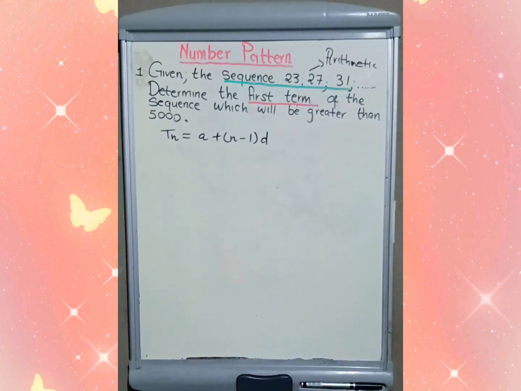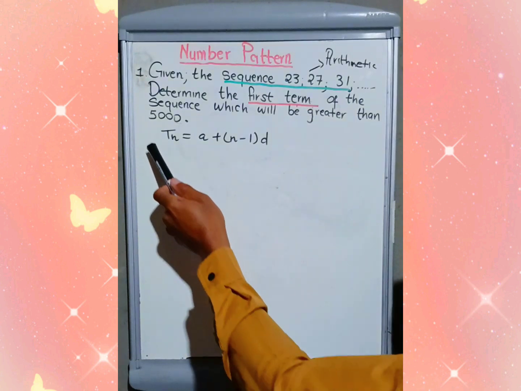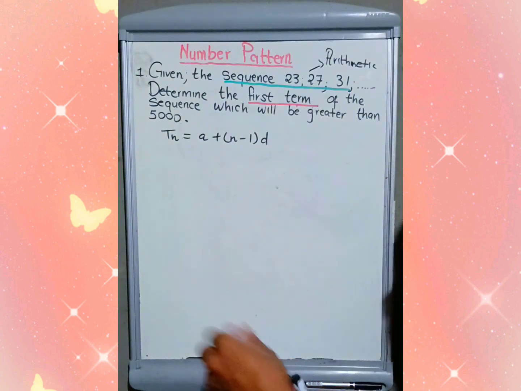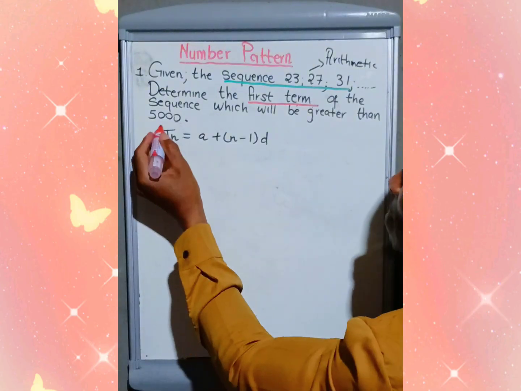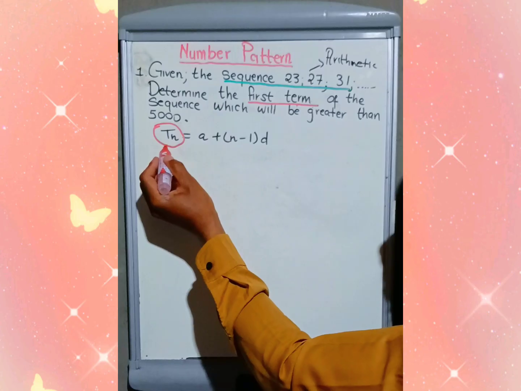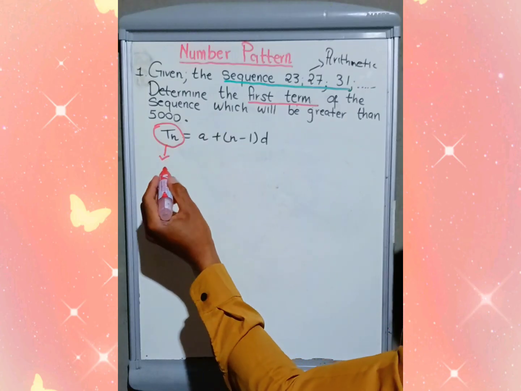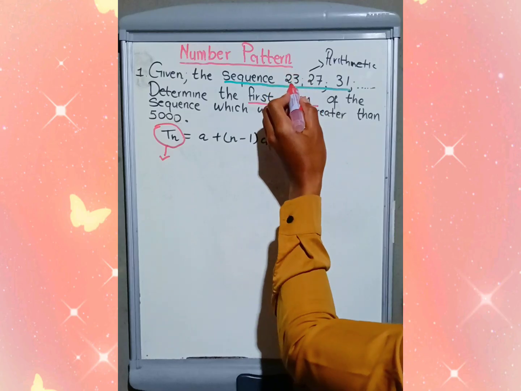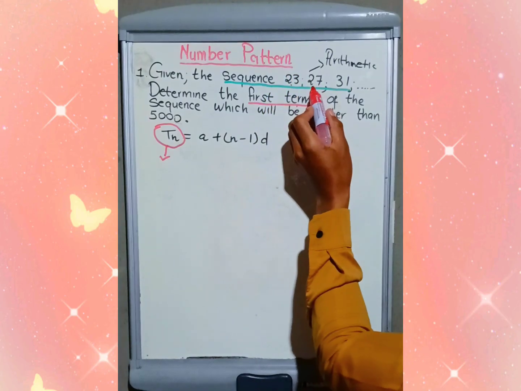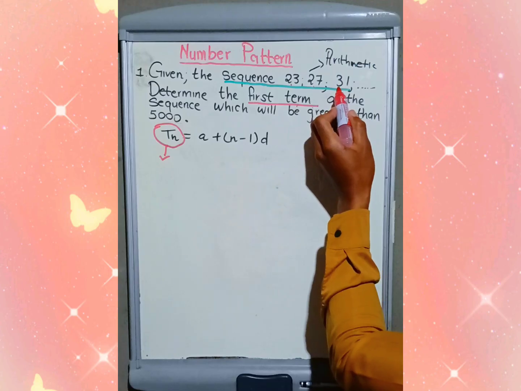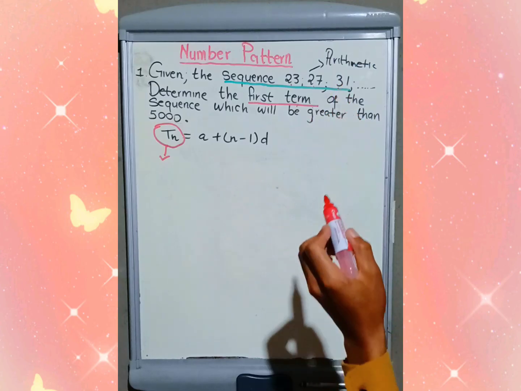Okay, when you are talking about a term, you are looking at the whole number, the Tn. A number that is here, we call that number a term. This is term 1, which is 23. This is term 2, which is 27. This is term 3, which is 31.